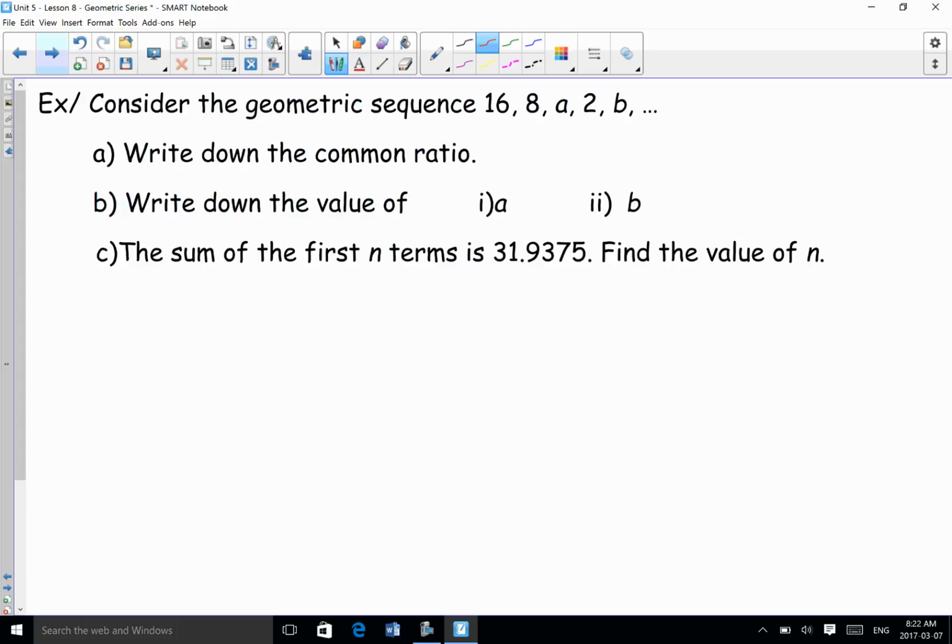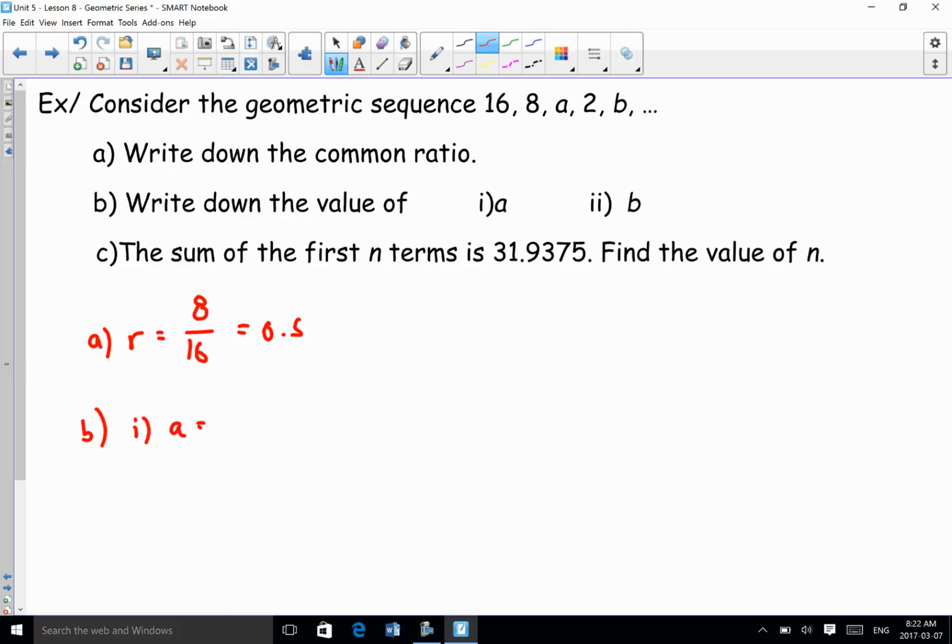Okay, last one. Consider the geometric sequence 16, 8, A, 2, B. Write down the common ratio. That's simple enough. We can do that. r is u2 divided by u1, so 8 over 16, that's 0.5. Part B. Find the value of A and B.